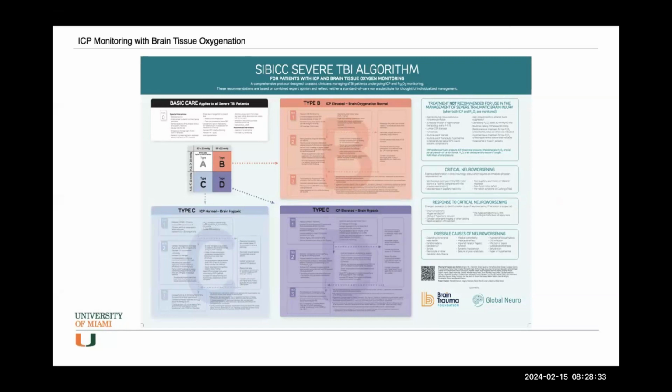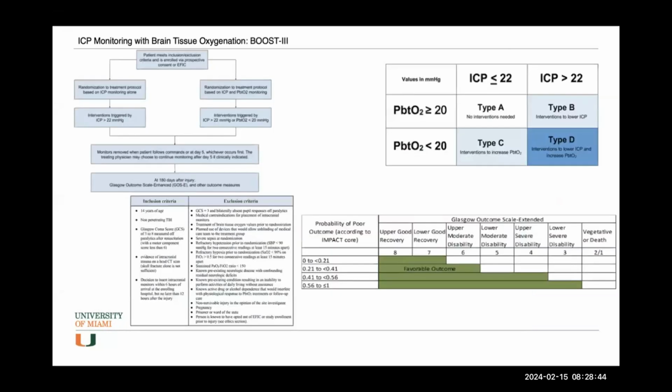And based off what quadrant patients fall into, there can be tiered management for optimizing both sets of parameters as a way of reducing overall mortality. So right now, Boost 3 is a clinical trial that's going on that's looking at the long-term outcomes for brain tissue oxygenation monitoring. And patients are being randomized again to either ICP monitoring alone or to brain tissue oxygenation monitoring. The monitors are removed by day 5, and they're looking at patients 180 days after injury, and similarly looking at whether or not patients need interventions for ICPs or for PbTO2.